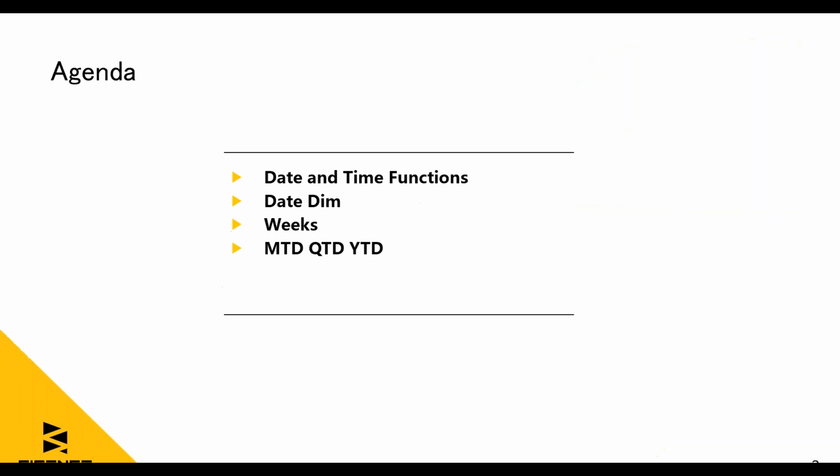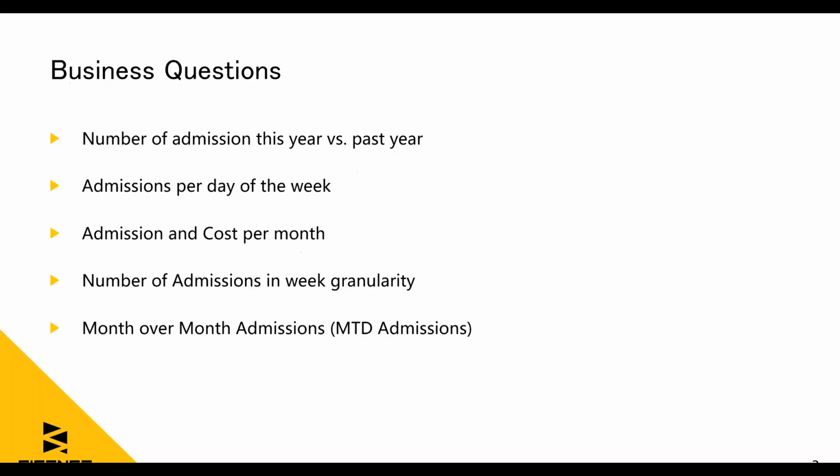On our agenda is date and time functions. You can use both functions on Dashboard and Elastic Cube. We're going to cover both: how to create a date dimension, how to work with dates, and how to create month-to-date, quarter-to-date, and year-to-date calculations. So in order to do that, I'm going to work with business questions.